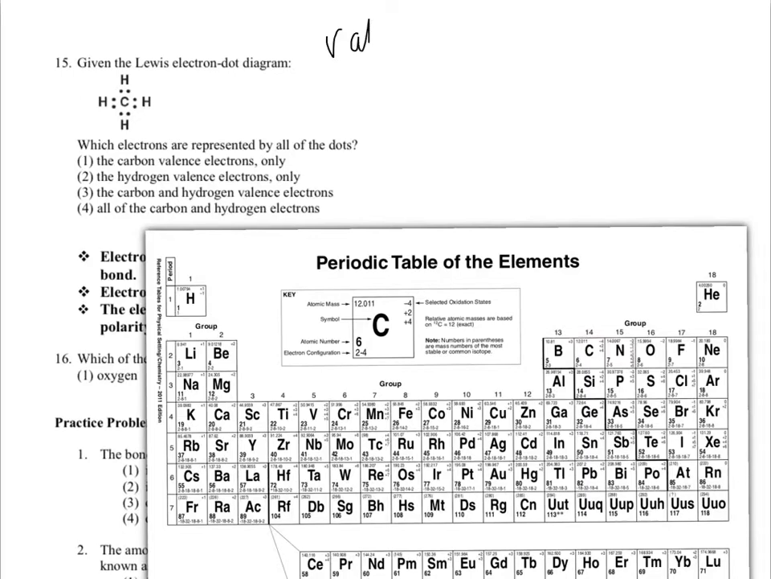Now, we can look at this more looking at carbon. Carbon has a valence of 4. So carbon, the central atom, would have 4 dots, 1 dot per directional coordinate. And hydrogen has a valence of 1. So each hydrogen will give 1 valence electron.